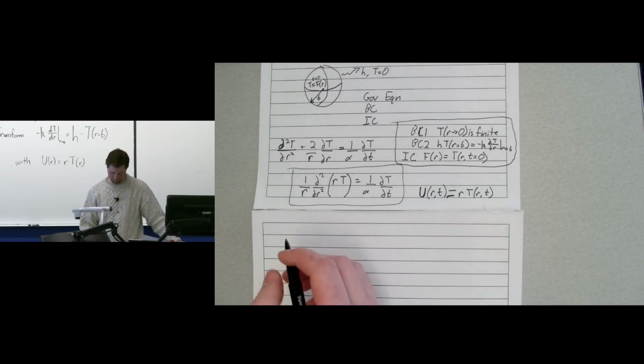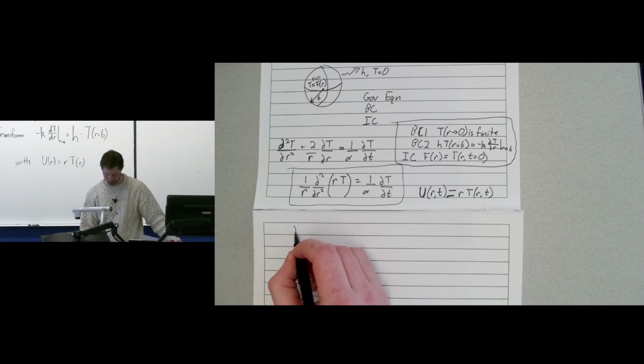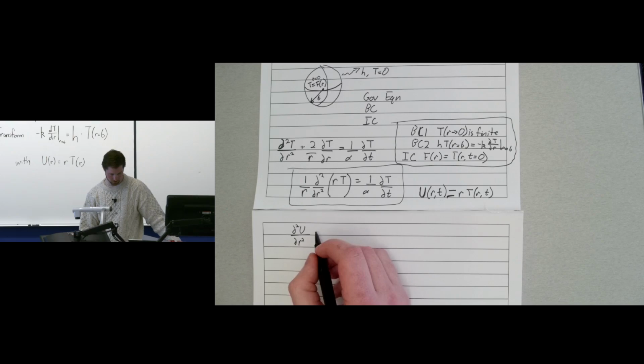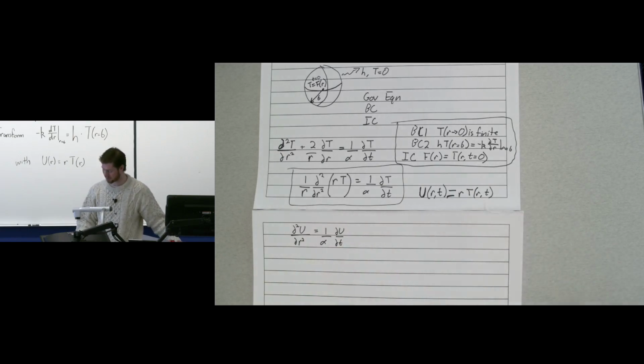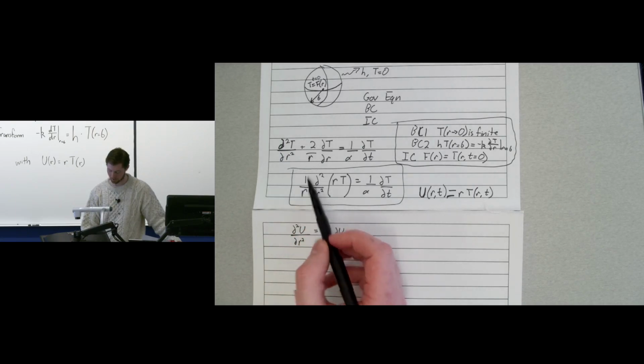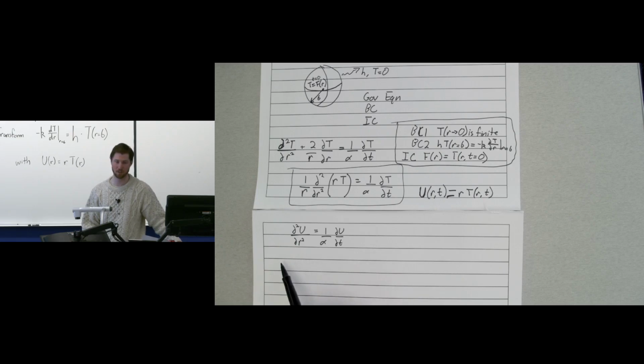All right. Governing equation. I'm just going to move along because we're running low on time and I want to finish the problem. The partial derivative of u with respect to r is equal to 1 over alpha times the partial with respect to time. This right here is why we're making this substitution. It's because our whole 1 over r term is just going to disappear. It's going to make it really easy to work with.